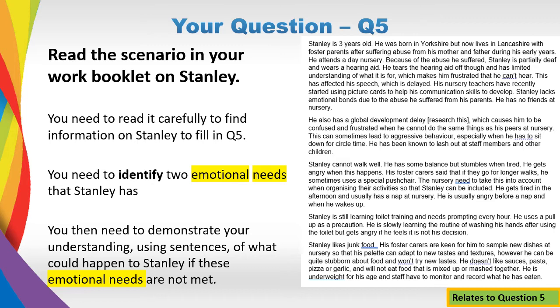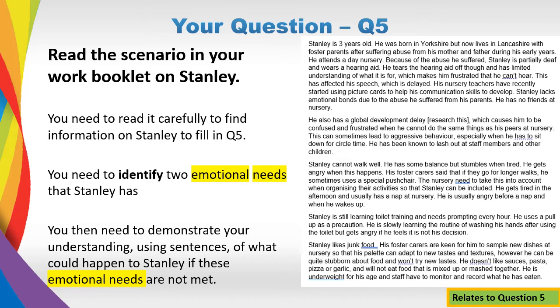skills to develop. Stanley lacks emotional bonds due to the abuse he suffered from his parents. He has no friends at nursery. He also has a global development delay, and you can do some research on this to find out what that is, which causes him to be confused and frustrated when he cannot do the same things as his peers at nursery. This can sometimes lead to aggressive behaviour, especially when he has to sit down for circle time. He has been known to lash out at staff members and other children.